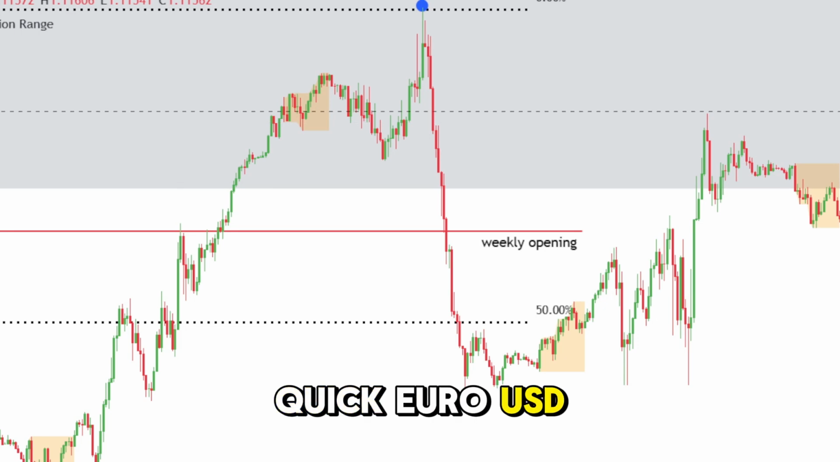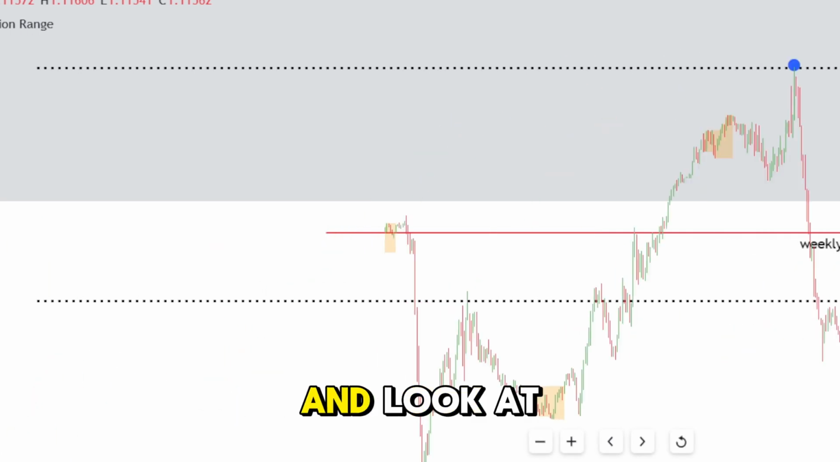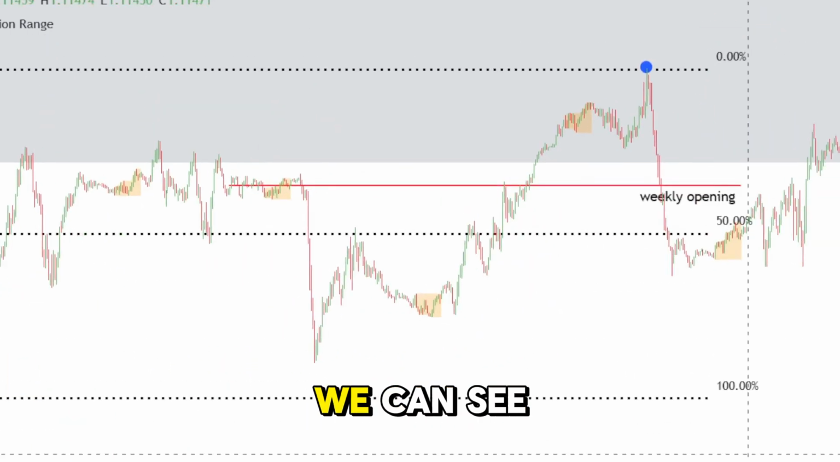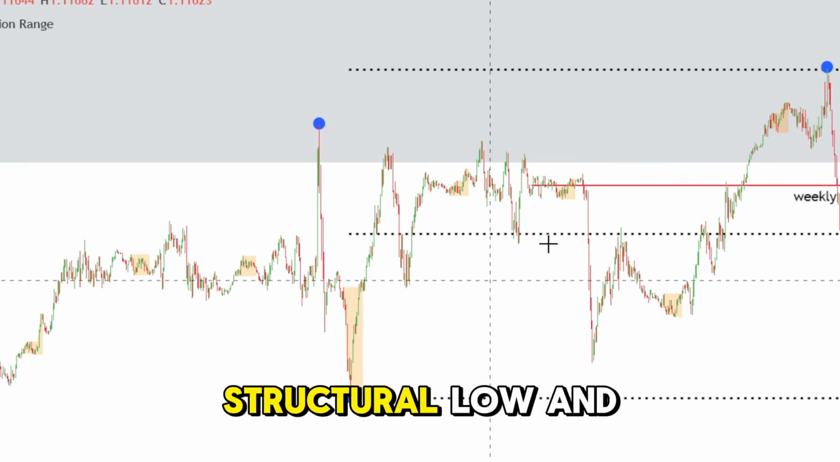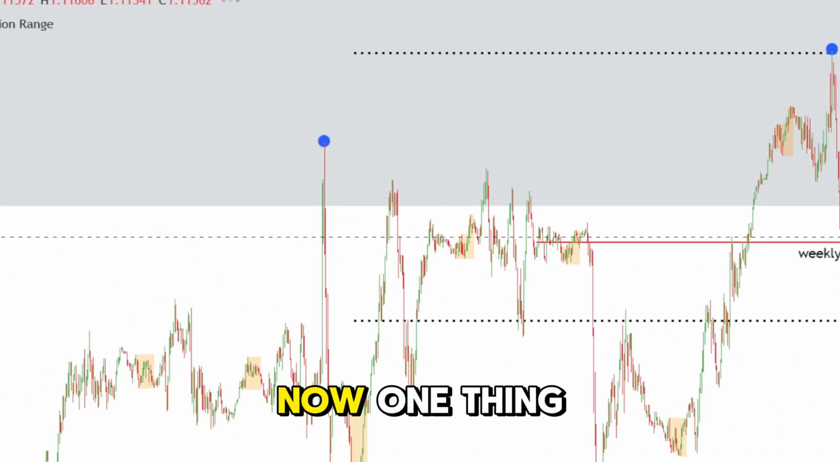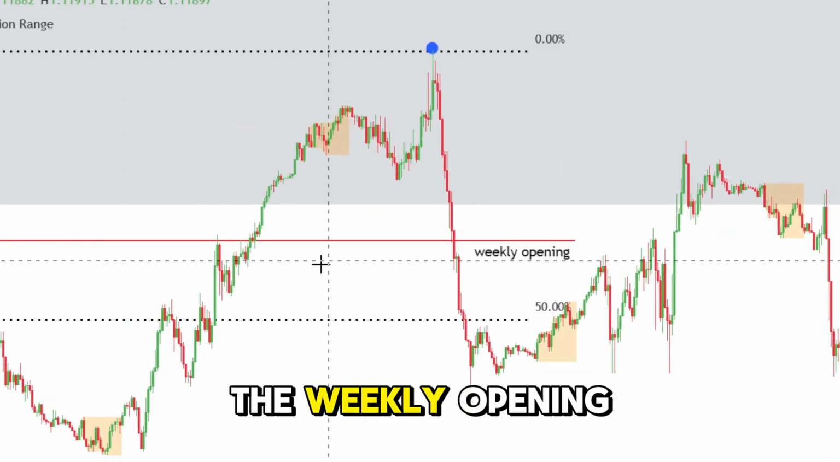Quick Euro USD outlook as well as a trade breakdown, right? So again, if we just go back and look at our overall market structure, we can see we're very much bullish. We had the high from previous week, a structural high, structural low, and then a structural high. One thing I often tell all my traders is to utilize what we call the weekly opening price.